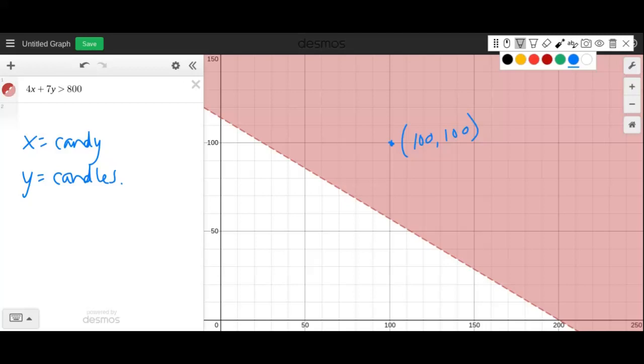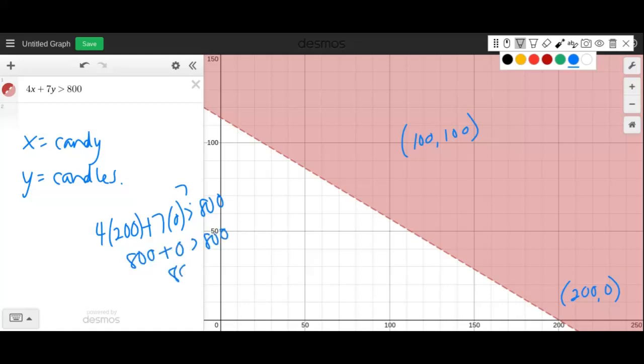Some other things to keep in mind is that the line here is a point of reference that we should talk about. If I found a point that's actually on the line, and a pretty point that I can see right away is down here at 200, 0, would that be a solution? Well, if I plug in 200, 0, so 4 times 200 plus 7 times 0, we're questioning, is that truly going to be greater than 800? We'll get 800 plus 0. So we get 800 is greater than 800? And the answer is no, it's not. That's why our line here is dashed. It's not going to be part of the solution set.